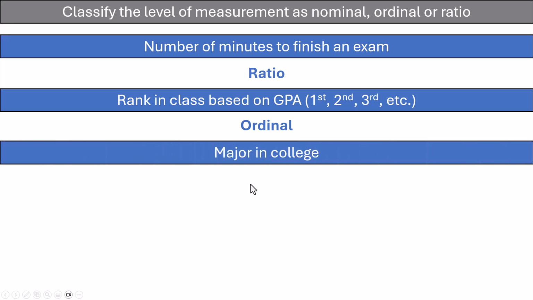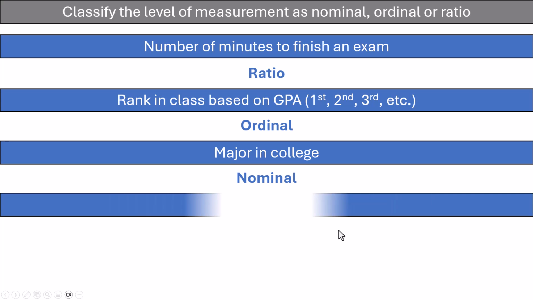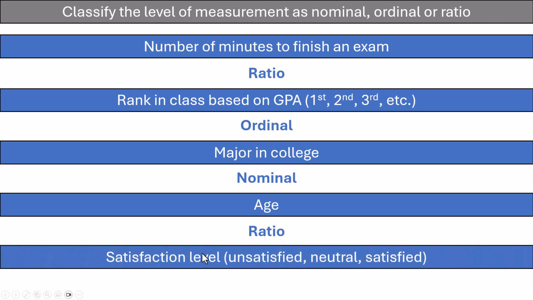What about major in college? Well, major in college is going to be nominal. That's going to be a name or a label, really. So we would classify that as nominal. It's not going to make sense to order those, but they are still going to be labels. So we could call that nominal. Age, I've already mentioned this. That's going to be an example of ratio. It's quantitative, and we could take differences and ratios. And then satisfaction level: unsatisfied, neutral, and satisfied. I already discussed this one as well. This is going to be an example of an ordinal version of a variable.